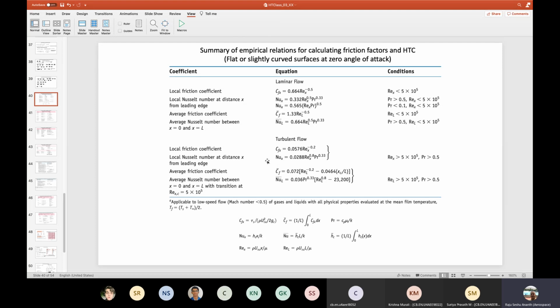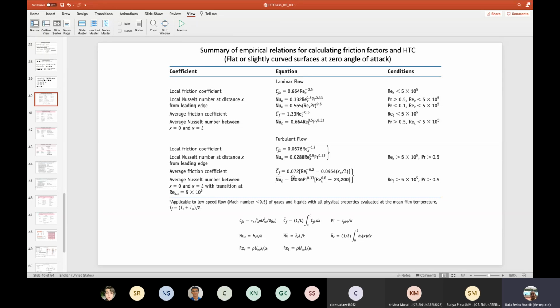Now the local Nusselt number at a distance x on a plate with turbulent flow, Reynolds number greater than 5 × 10⁵ and Prandtl number greater than 0.5, is 0.0288 Reynolds number to the 0.8 times Prandtl number to the 1/3. This 0.8 exponent on the Reynolds number comes in even for a circular pipe flow, not only a flat plate. So interesting. Turbulent flow, of course, in a pipe flow greater than 5,000 will be turbulent.